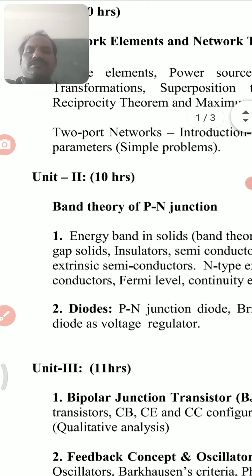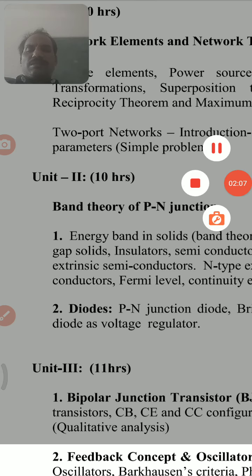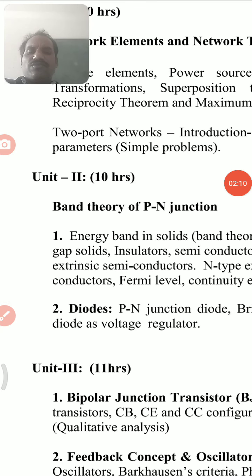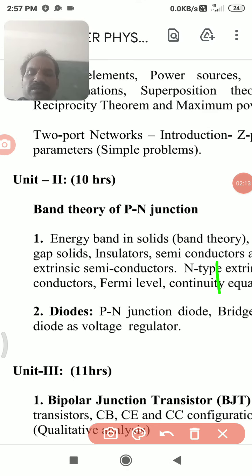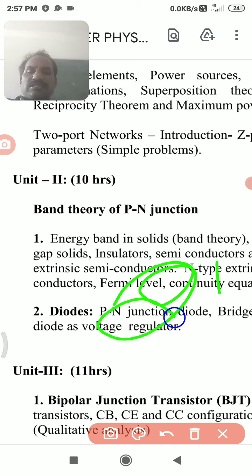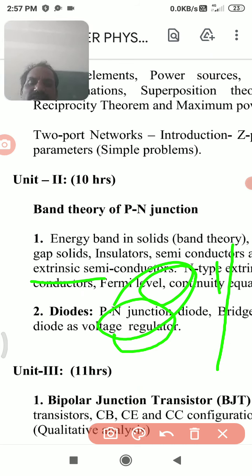Then the second one is band theory of p-n junction diode. Here a p-n junction diode is formed by p-type and n-type semiconductors. A p-type semiconductor and an n-type semiconductor form a junction. We learn how the voltage and current regions work, and how the current-voltage graph behaves. In this unit we can learn about band theory and the p-n junction diode.